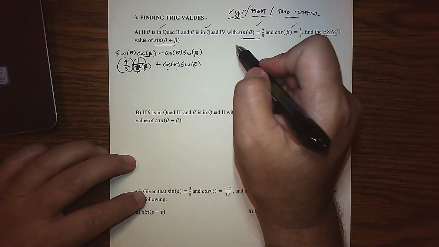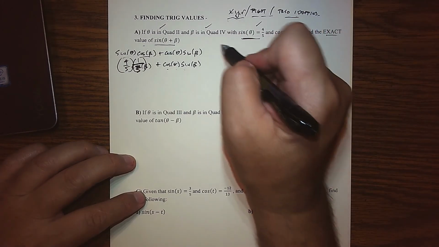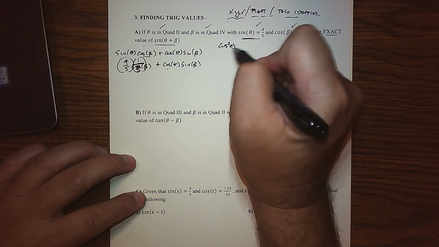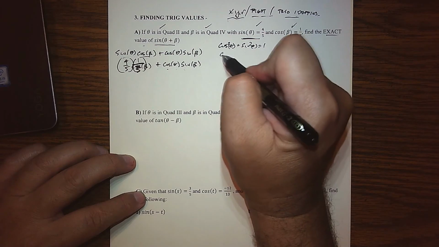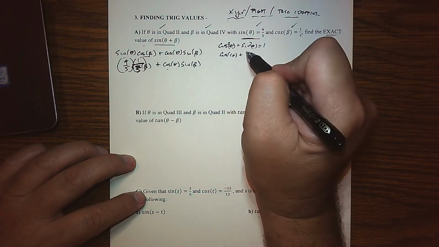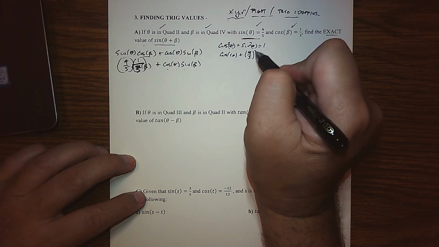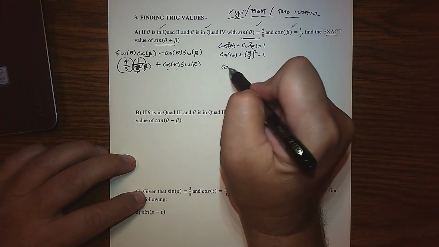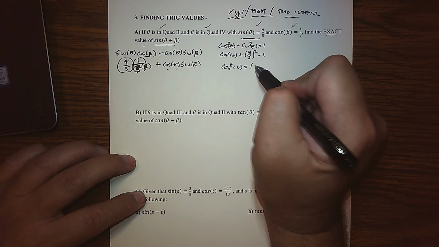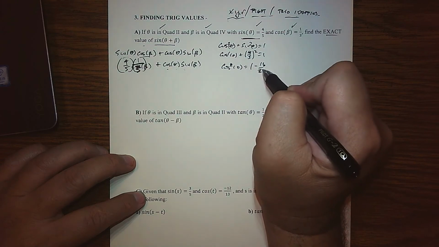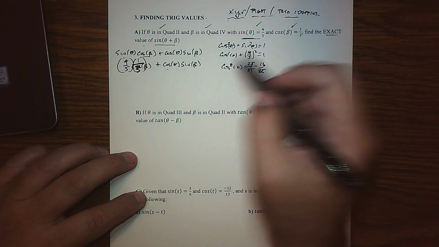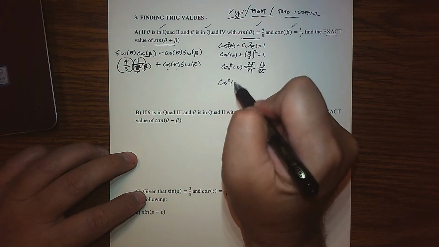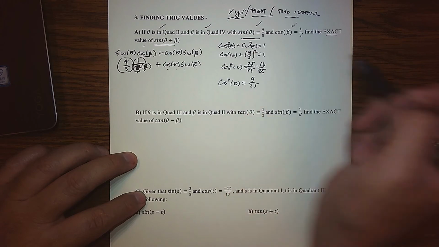So why don't we work with the sine of theta first? And what I'll do here is I'll use trig identities. So we know that cosine squared theta plus sine squared theta is equal to 1. So this is cosine squared theta plus 4 over 5 squared is equal to 1. So we're basically looking at cosine squared theta equals 1 minus 16 over 25. This is 25 over 25. So we get cosine squared theta, that's 9 over 25.